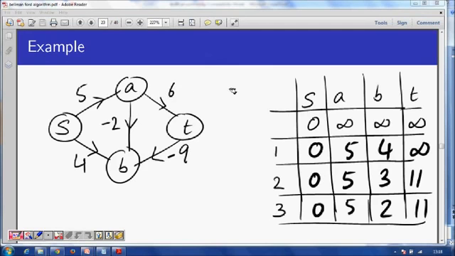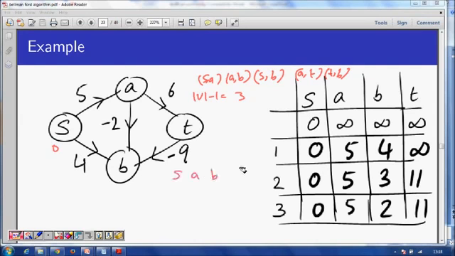Now let's see. These are our edges, in this order: SA, AB, SB, AT and TB. Initially, how many nodes are there? 4 nodes, so mod V minus 1 is equal to 3, so I will run 3 times, and in this order I will relax the edges. Let's see what will happen.